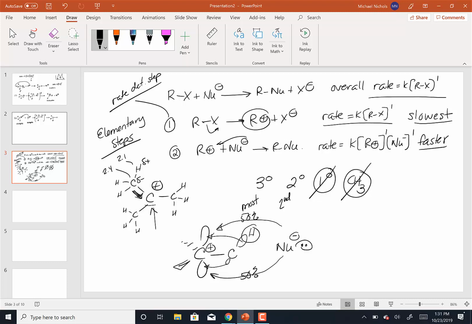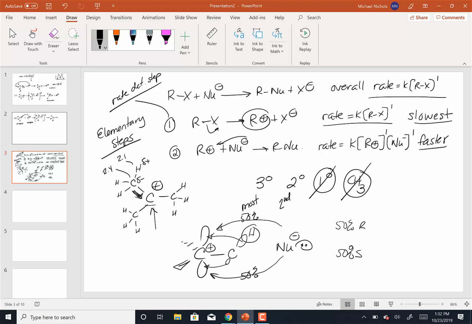If in doing that, it makes a chiral center, then what happens? Then in this reaction, I would get a 50% R configuration of the product, 50% S configuration. And that mixture, that 50-50 mixture would be called a racemic mixture. Okay.